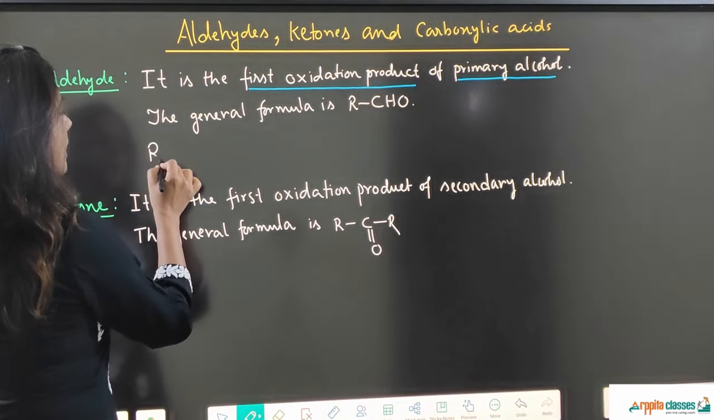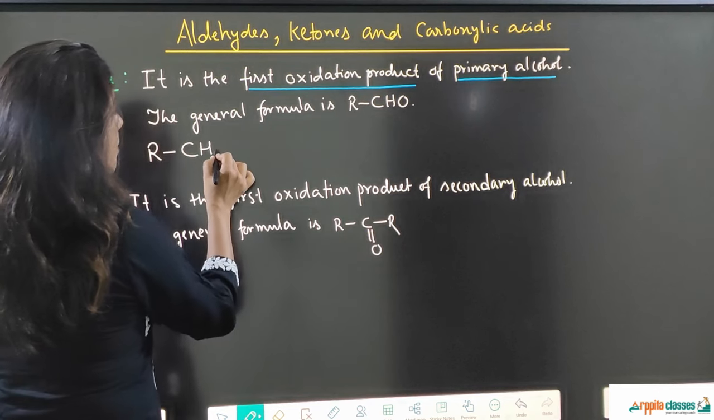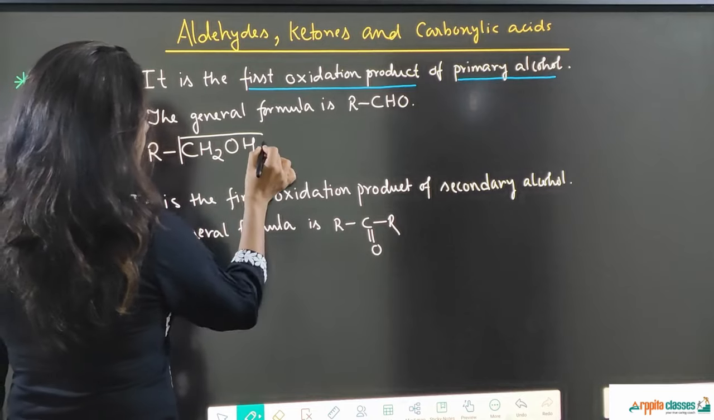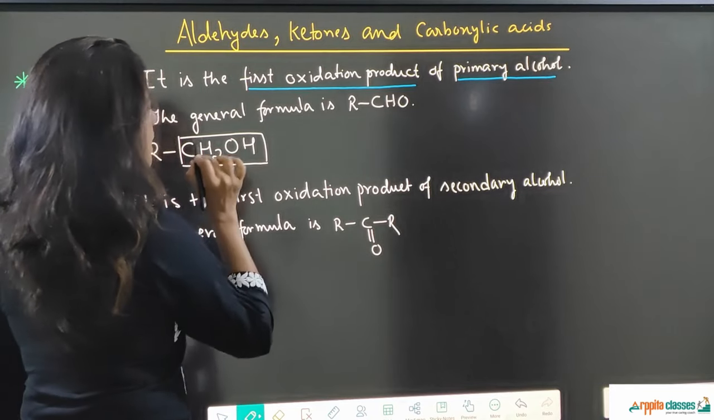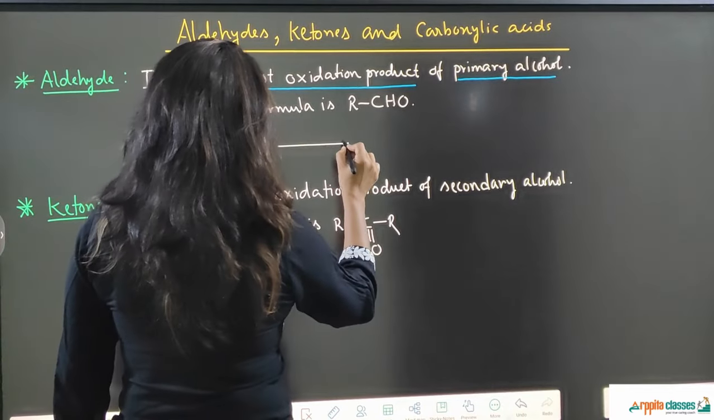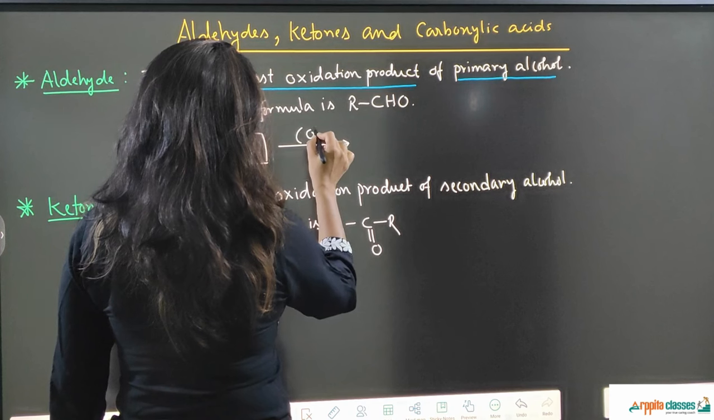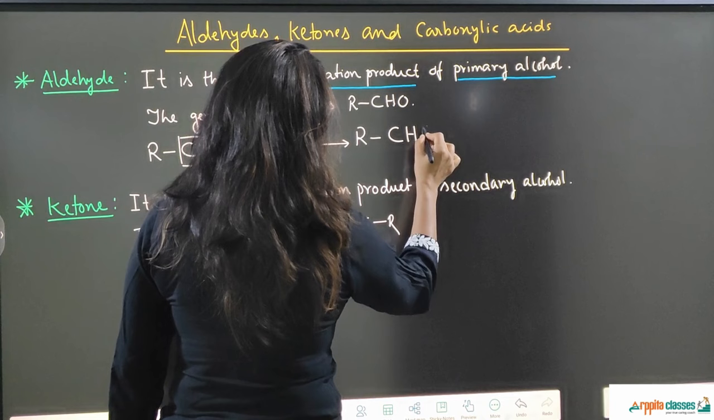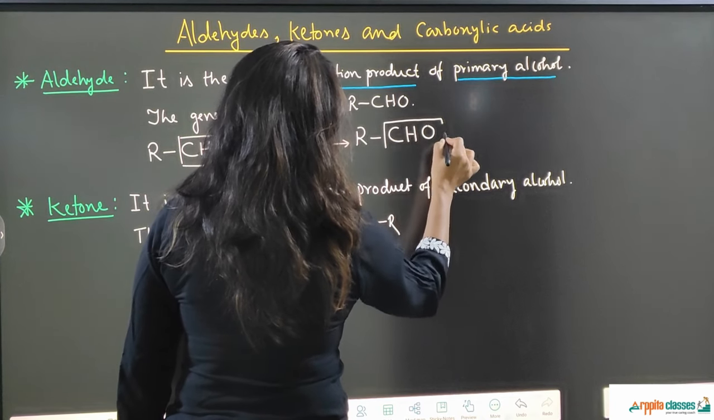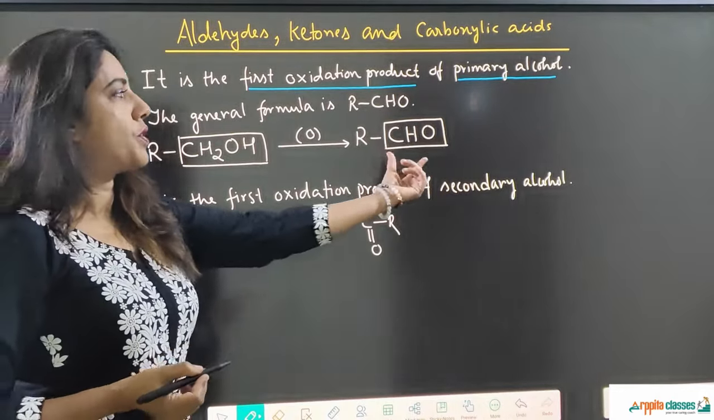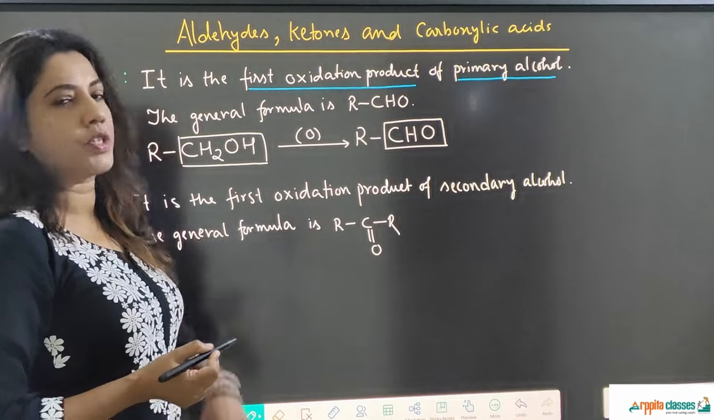Now if I write, this is the general formula RCH2OH. This is primary alcohol. CH2OH is the functional group for primary alcohol. When you oxidize it with any of the oxidizing agents, first you get RCHO. That is, your primary alcohol converts into aldehyde. Okay, CHO group is your aldehyde group. This is the aldehyde functional group.